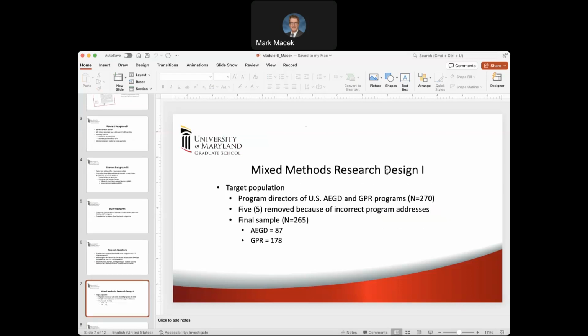The target population for this study was program directors of all 270 AEGD and GPR training programs in the United States. Invitations were sent to all directors, but 5 were returned for incorrect addresses. The final sample included 265 programs, 2/3 of which were GPRs.